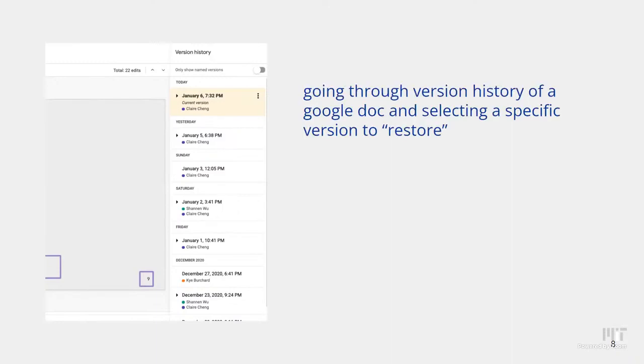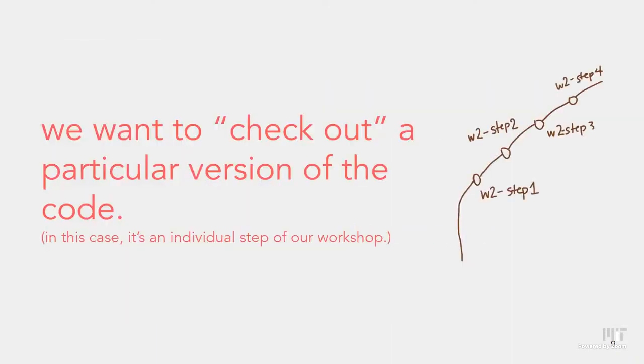And you can think of this as being very similar to going through the version history of a Google Doc and then picking a version to restore, basically. It's the exact same thing. So basically in git checkout some branch, we want to check out a particular version of the code. And in the case of our workshop, we want to check out an individual step.